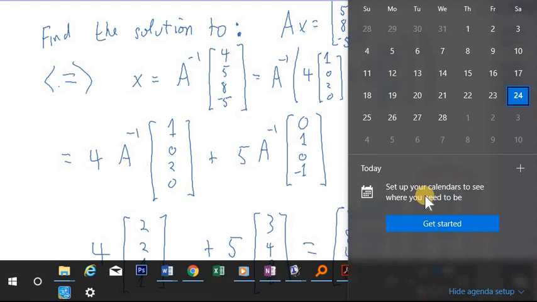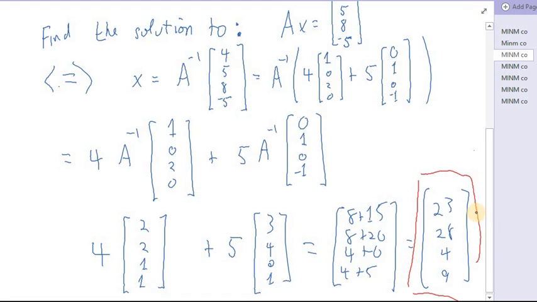All right. So the takeaway there is, again, a matrix multiplied by a linear combination is the linear combination of the multiplied results. And that makes this problem pretty straightforward.